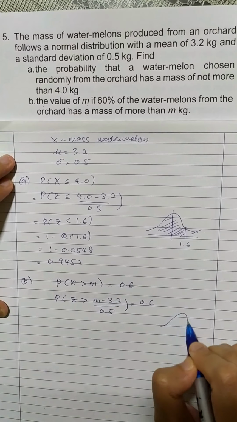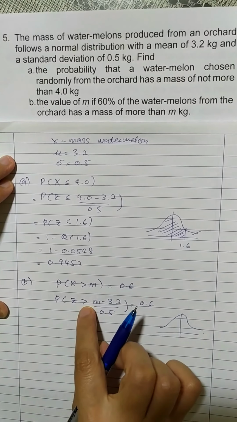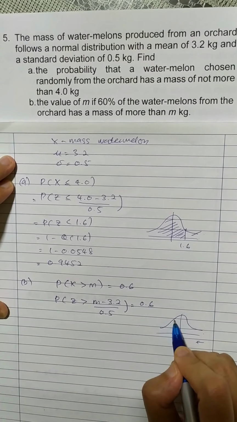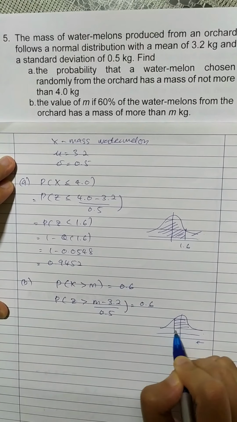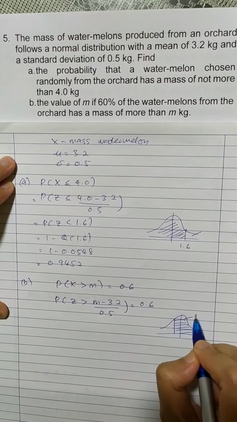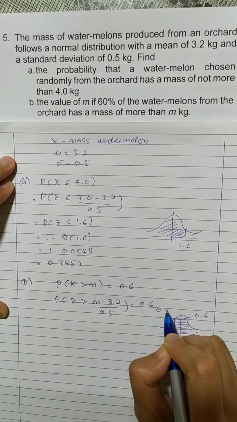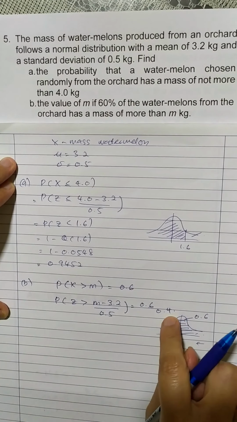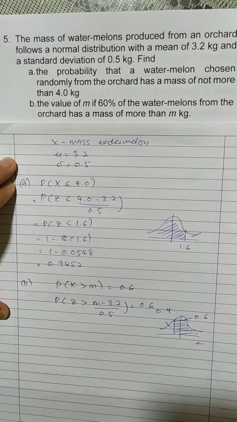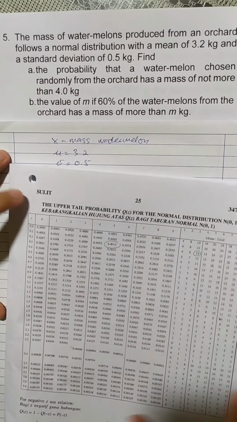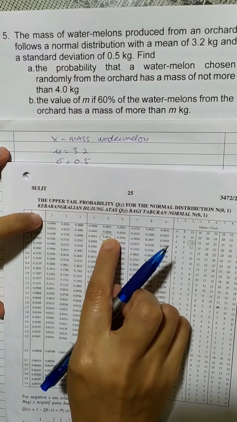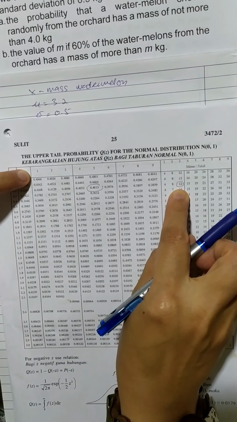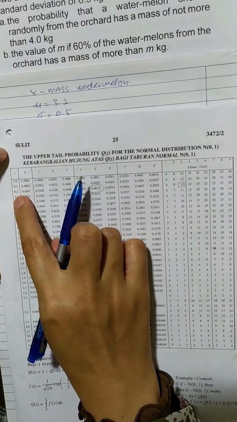Then we draw the normal graph. More than is from the right. 0.6 is more than 0.5, so it is more to the left. So this is 0.6, and the opposite probability is 0.4. Then you have to refer to 0.4 as a probability in the table. The nearest to 0.4 is 0.4013. So you have to minus 13. The nearest 13 is 12, so 1.253.